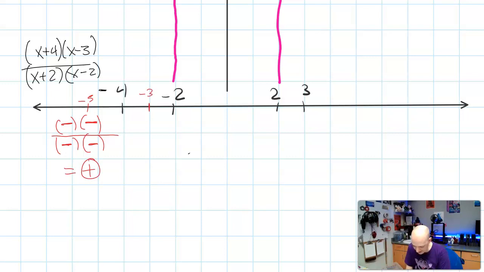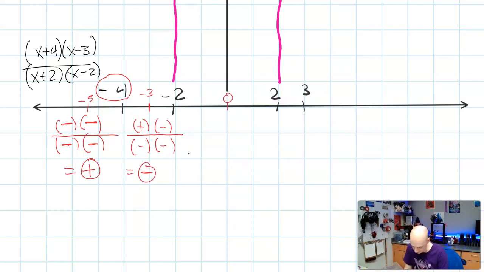At negative 3 as a test value, negative 3, yes, that works. Notice that only one of those factors should have flipped sign. Everything else is going to stay the way it was. And the factor that's going to flip sign is the factor that you just crossed over on that line. Notice that negative 3 plus 4 is now a positive factor. But everything else, negative 3 minus 3, still negative. Plus 2, still negative. Minus 2, still negative. Everything else stays the way it was. So 3 negatives and a positive, that's a negative.